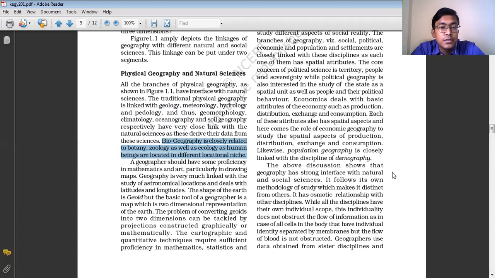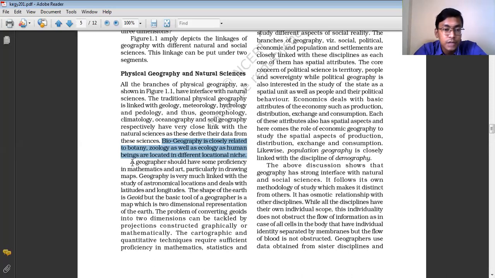So biogeography is closely related to botany, geology, as well as ecology, as human beings are located in different locational niches. Even biogeography, which is a third important branch of geography, after physical geography and human geography, is linked with botany, geology, and ecology, which are the main subjects of science.